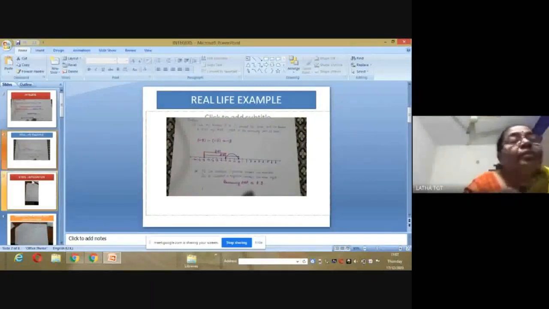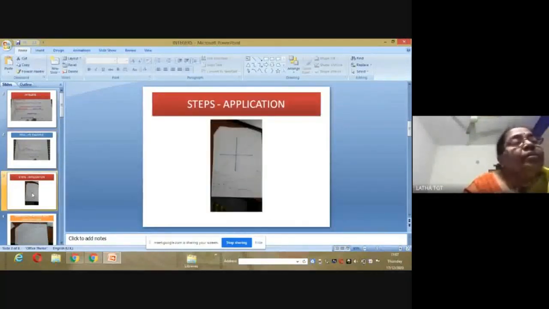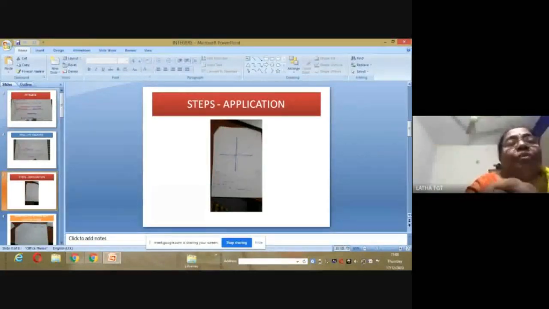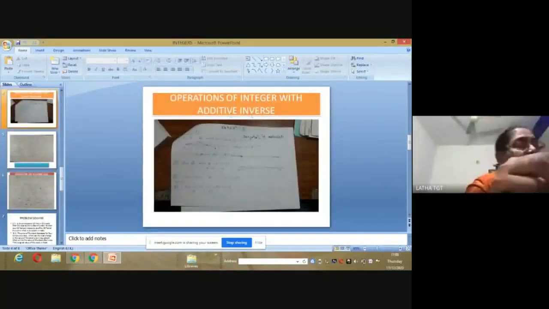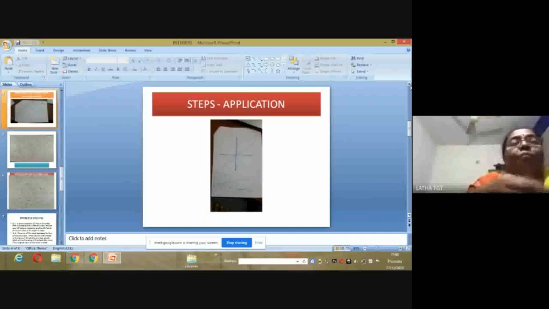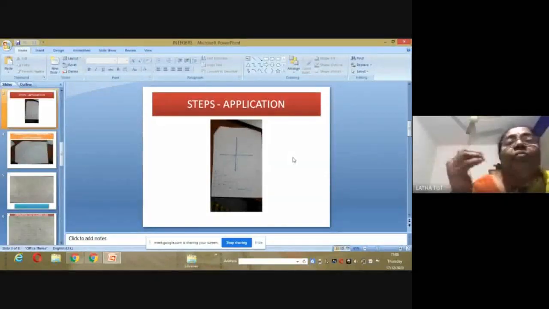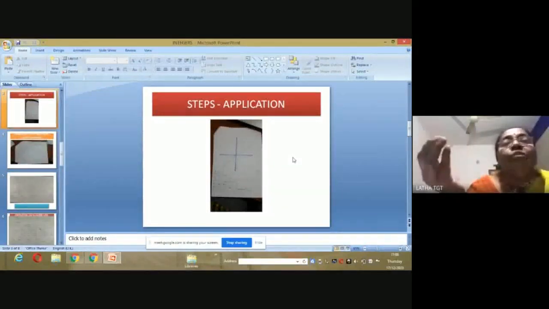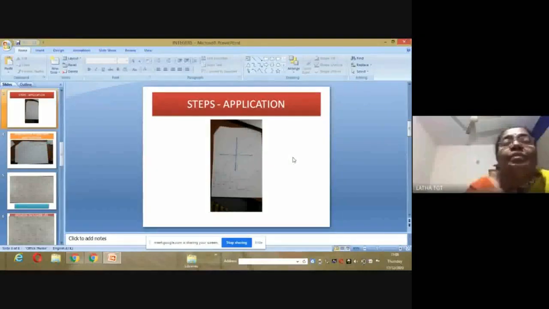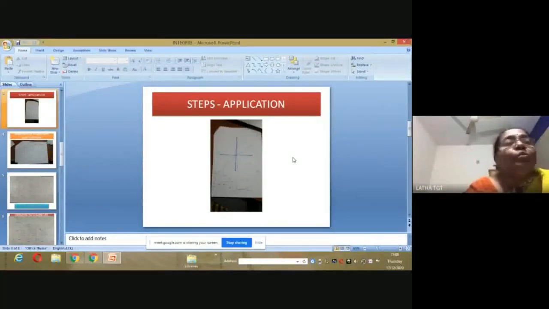Next is this simple problem, sir. This is how we represent positive and negative. This is like a lift. Here we represent positive numbers when we go up, and when we come down, it is represented as negative. So here a small example is given. And next one, sir.